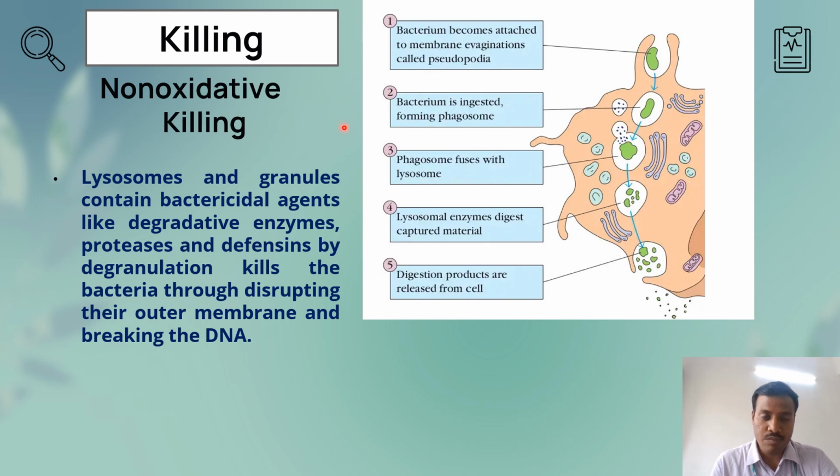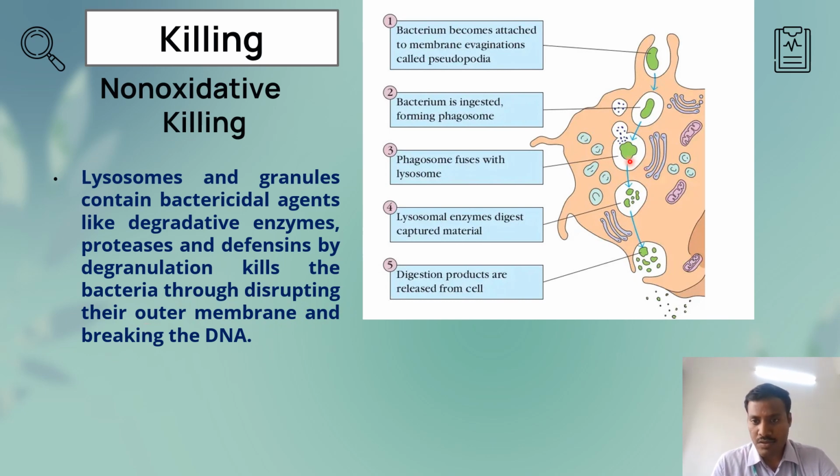Okay, so as I already mentioned, the killing happens by two mechanisms. One is non-oxidative killing, another one is oxidative killing. The non-oxidative killing is actually by the lysosomal enzymes and the enzymes in the granules. The lysosomes and granules contain bactericidal agents like degradative enzymes, proteases, and defensins. So by degranulation, they kill the bacteria through disrupting their outer membrane and breaking the DNA.